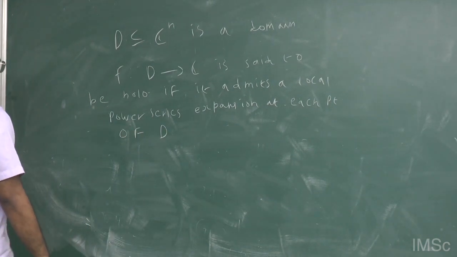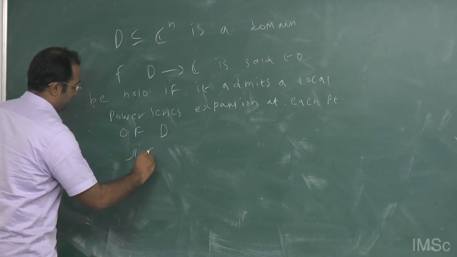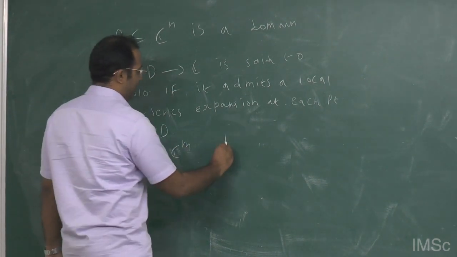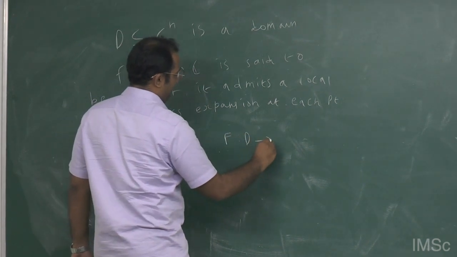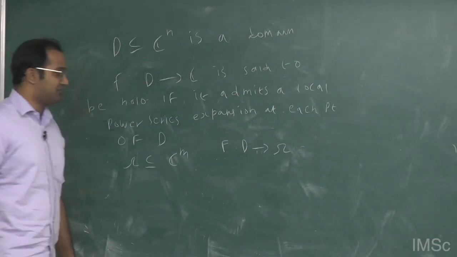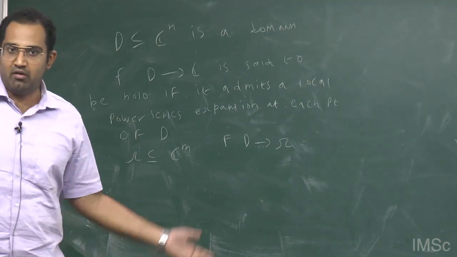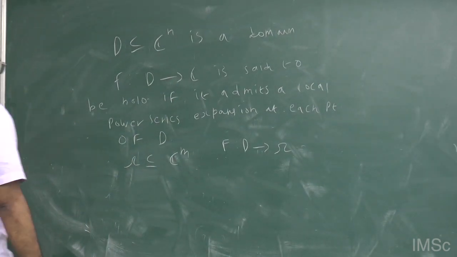Suppose I am given another domain Omega in C^m. A holomorphic mapping is just a map from D to Omega such that each coordinate is a holomorphic function in this sense.